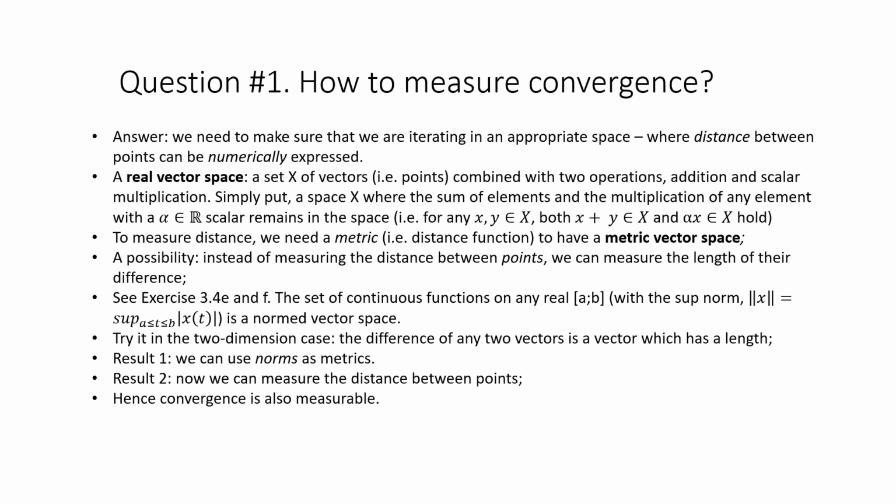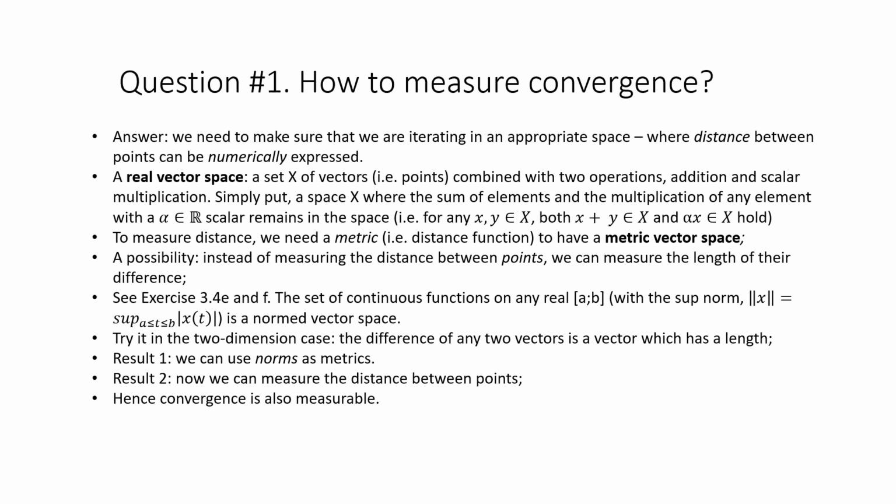Okay, now that we have some simple ideas on convergence and distance between points and points in general, now we can turn to more fundamental questions. We have two questions. The first one is how to measure convergence. We have a simple answer. We need to make sure that we are iterating in an appropriate space, which means that it is supposed to be a space in which the distance between 2 points can be numerically expressed.